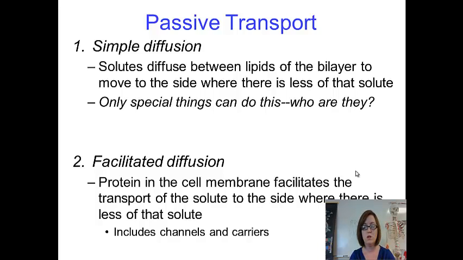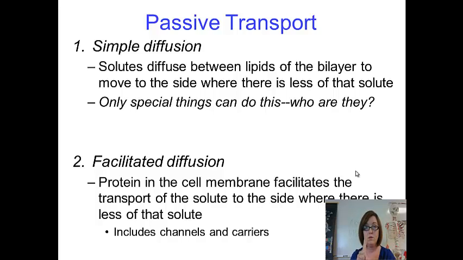So earlier I was talking about what things can cross a phospholipid bilayer unaided. There weren't very many things that can do this, right? You had to be hydrophobic or very small with no full charge. So in a cell, what are the things that can do this? What are things that can simply diffuse? What are things that can cross the phospholipid bilayer unaided?